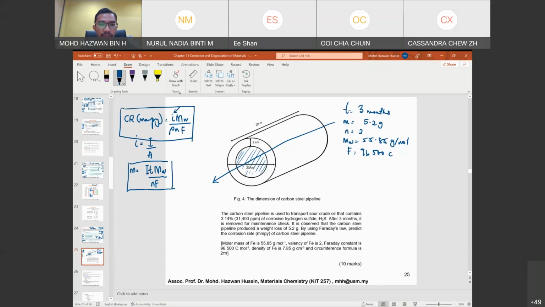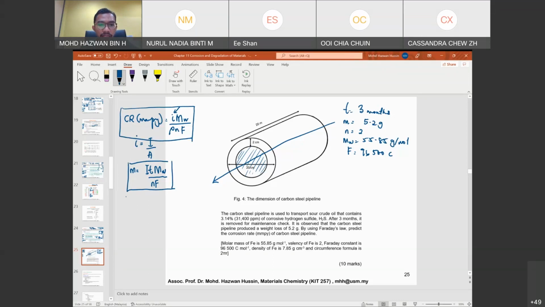Okay, so there's a few pieces of information. Molecular weight is provided, density is provided, valency and Faraday constant are provided, except that the current density is not provided. So if we expand current density, current density is current over area. Area can also be found, but current is not provided. So we have to find current first.